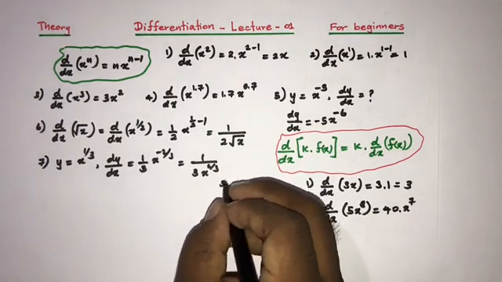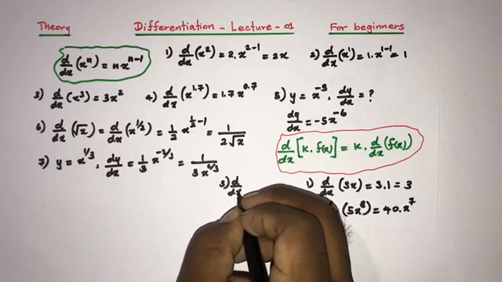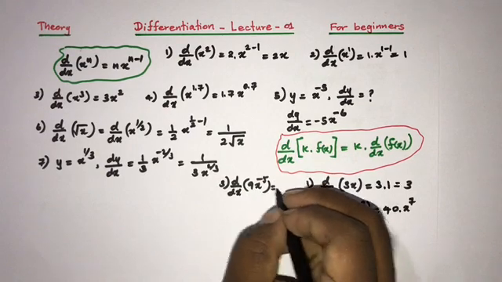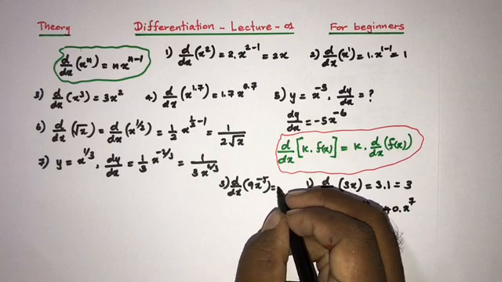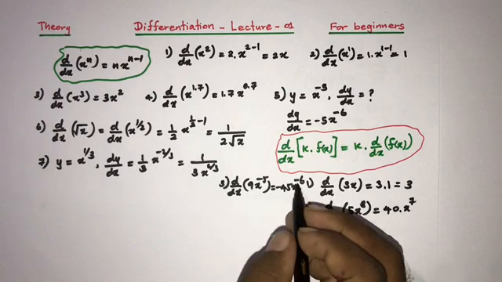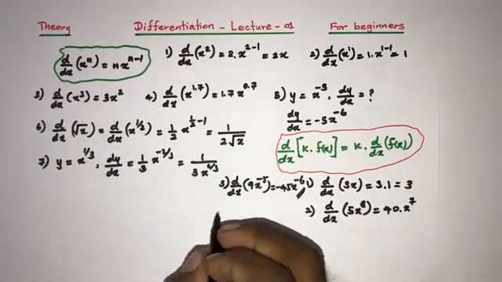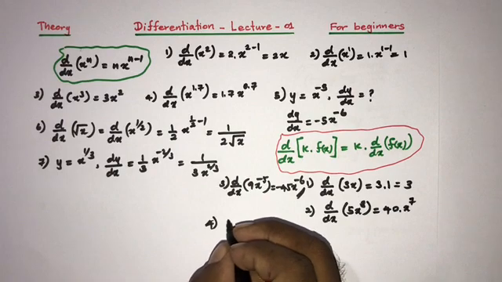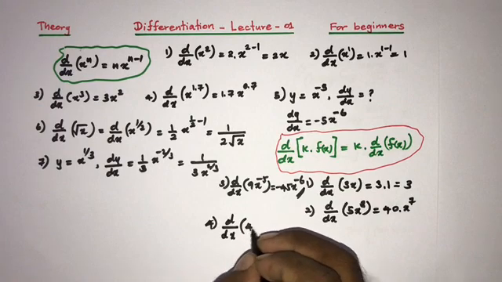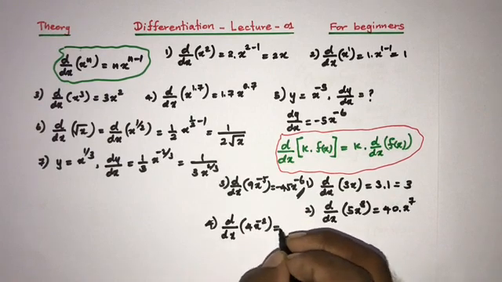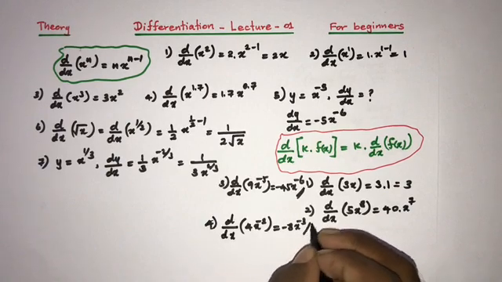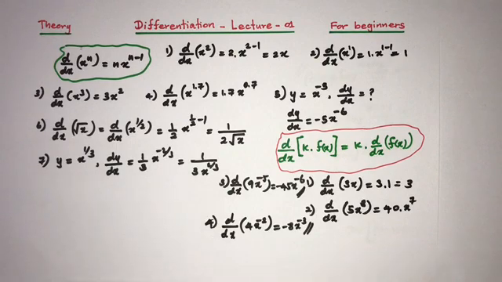Then example number 3, the derivative of 9 times x to the minus 5. So we write minus 5 times 9, minus 45, x raised to the minus 5 minus 1, which is minus 6. Then example number 4, the derivative of 4 times x to the minus 2. We write minus 2 times 4, so minus 8 x to the minus 3.